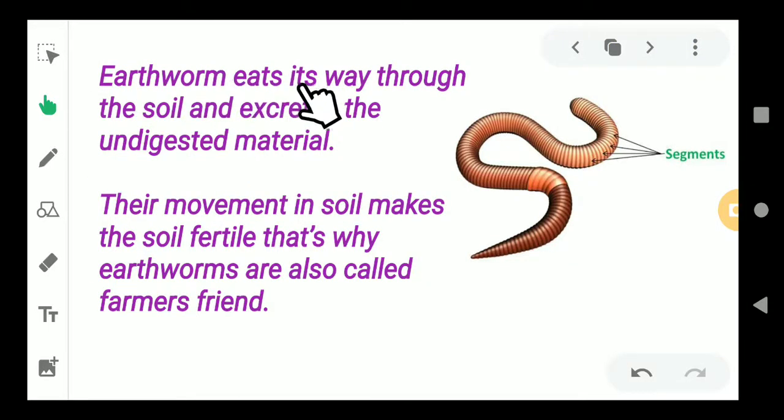The earthworm eats its way through the soil and excretes undigested material. This movement in the soil makes the soil fertile. That's why earthworms are called the farmer's friend. In this figure you can see the segments of the body of an earthworm.